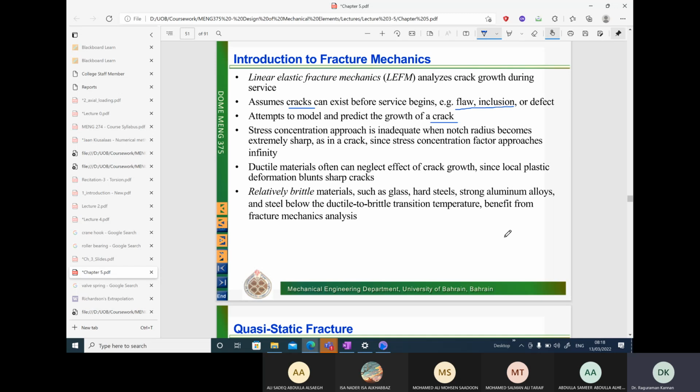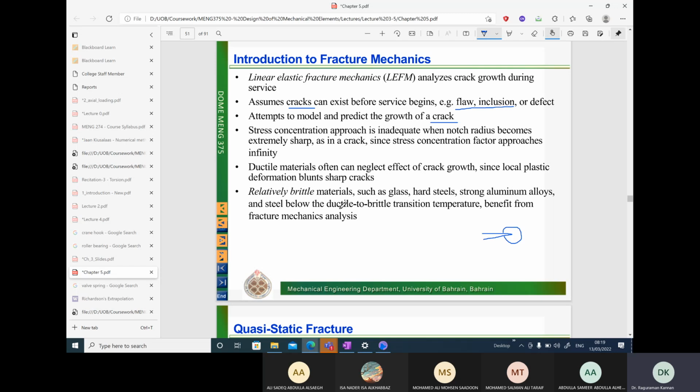So you can think of the crack inside the material as a sharp corner like this. In this sharp corner inside the material, you will have very high stress concentration effects. And because of the stress concentration effects, the material will fail very rapidly. Specifically, we are going to use fracture mechanics in the case of brittle materials, because brittle materials are very sensitive to stress concentration factors.